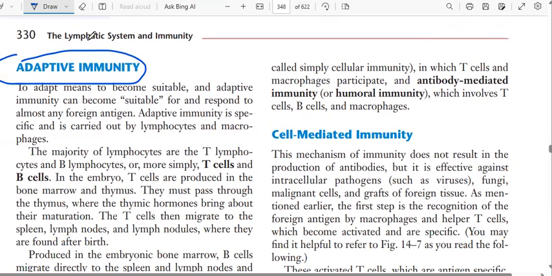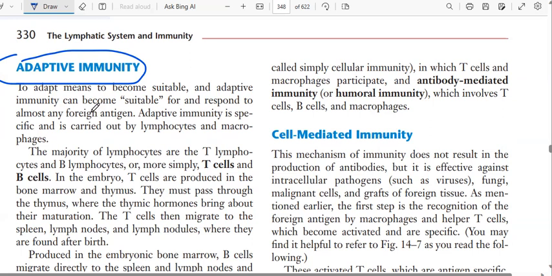So let's start adaptive immunity. Adaptive means, like, a couple doesn't have any baby. So what will they do? They will adopt a baby from a particular orphanage, or from relatives, from friends, etc. So here also, our body will adapt this immunity. This immunity is not always present. It will be produced according to the condition.